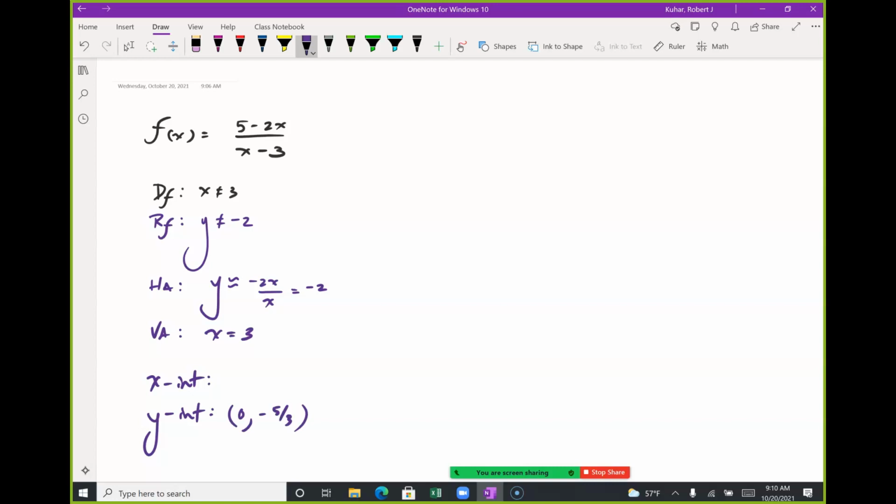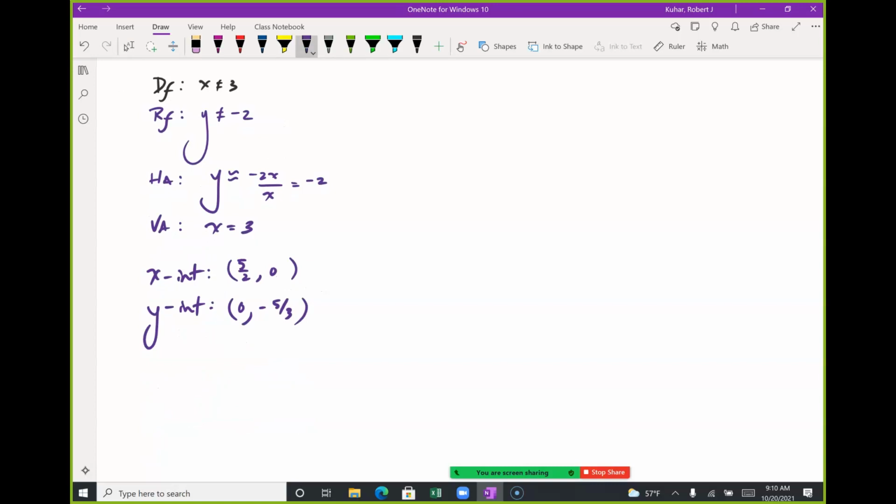How do I get the x-intercept? Set the equation equal to 0. Set the numerator equal to 0, or the whole thing equal to 0. Of course, once you cross multiply, the denominator is gone. So what do I get? I get 5/2, 0. Is that right? Yeah.